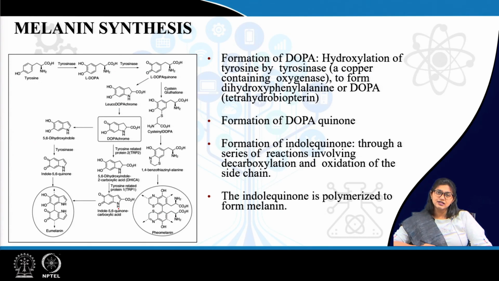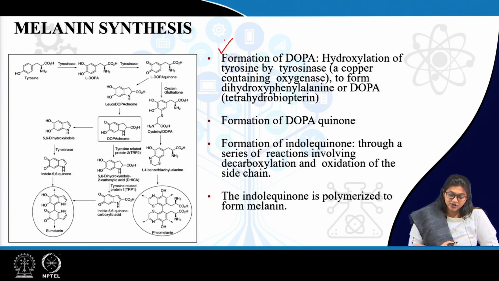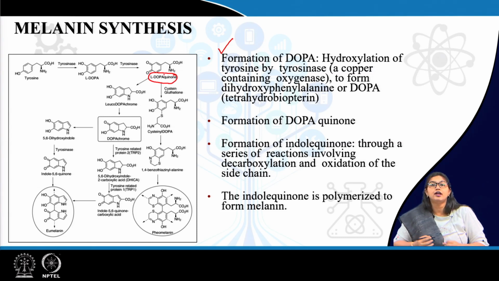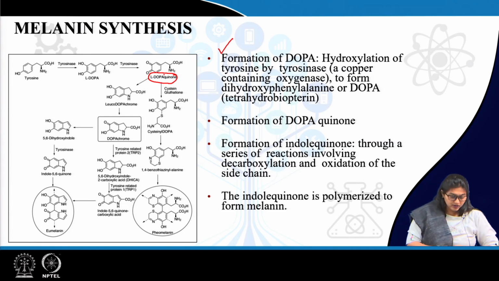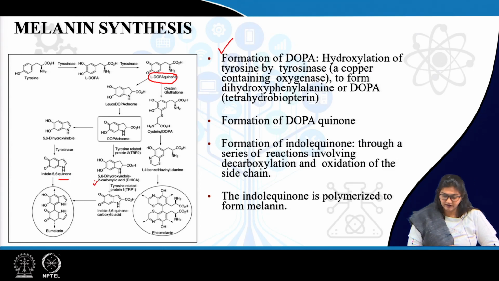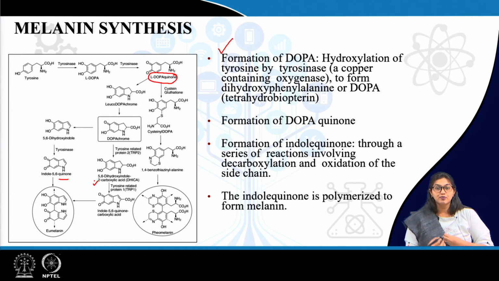Now, coming to the synthesis of melanin. In melanin synthesis, the first step, if you remember, is the formation of DOPA. From DOPA there is formation of different quinone derivatives. Now, those quinones can be of indole variety, indole carboxylic variety, and finally they can form polymer. These indoles form polymer to form melanin.